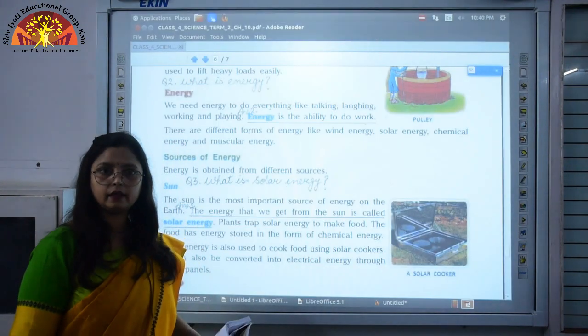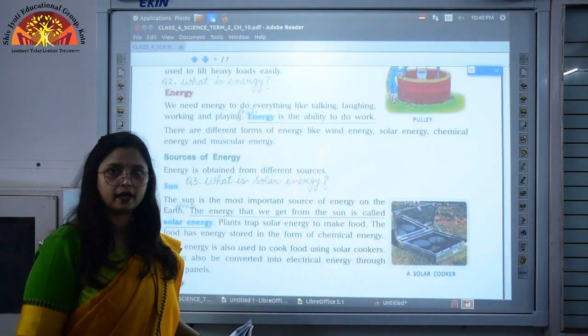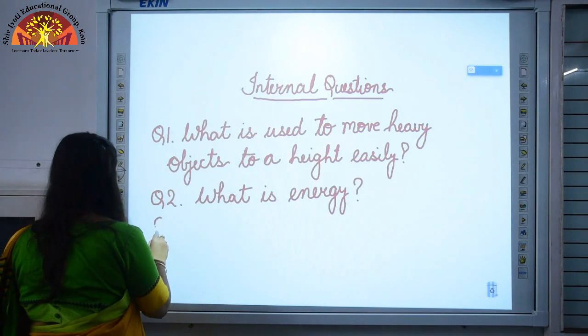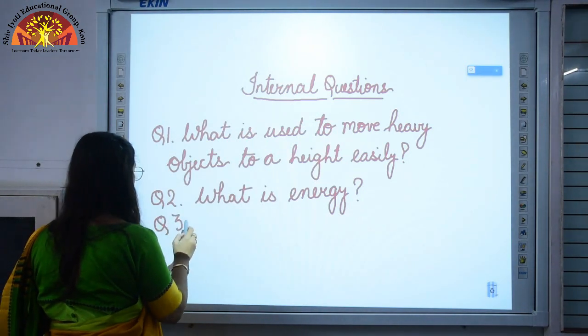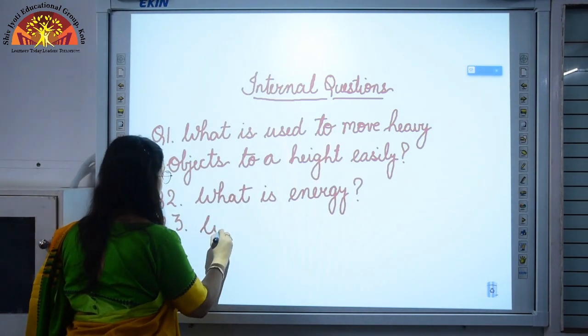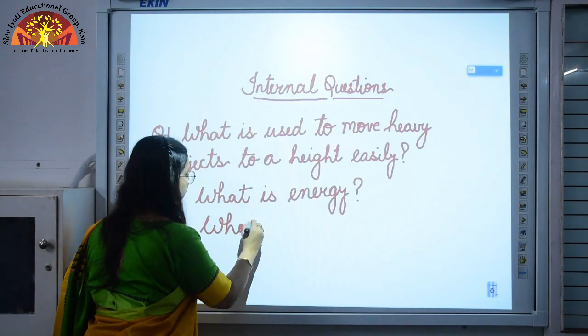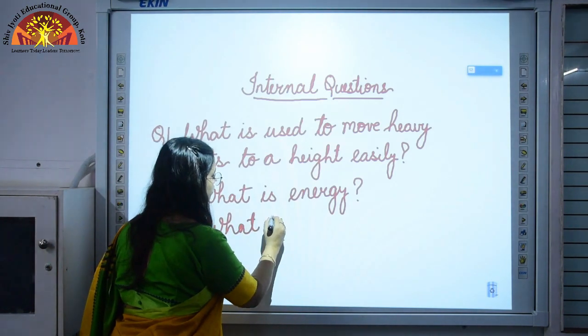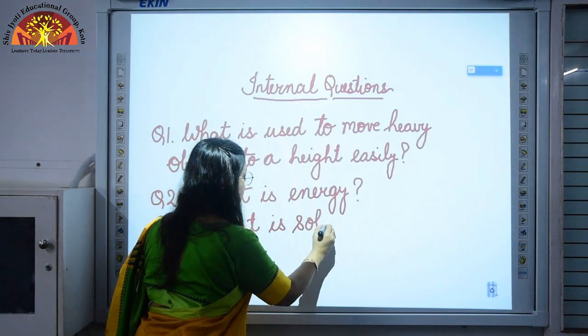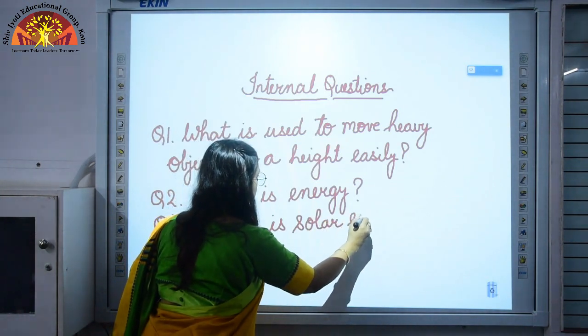Now children, again there is one internal question. So let us write the internal question. Question number 3 here is, what is solar energy?